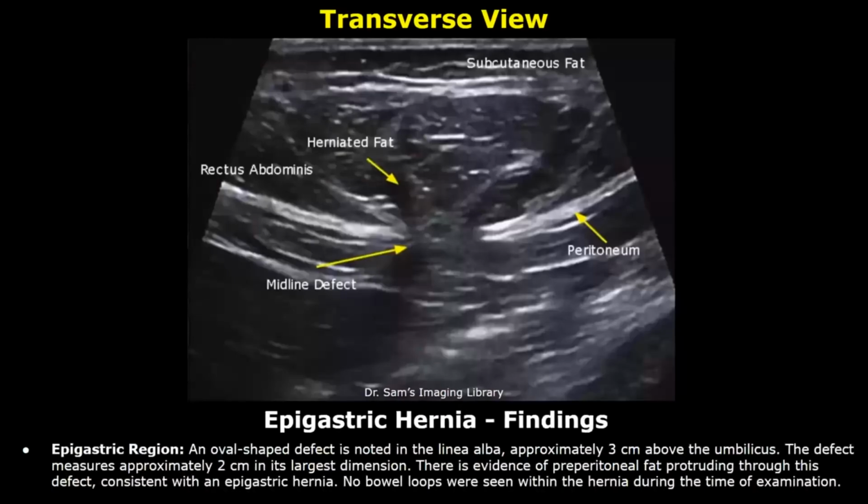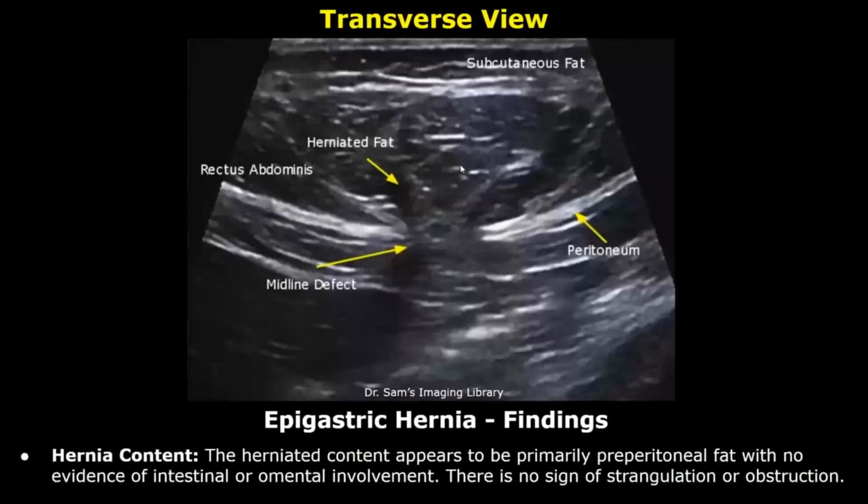These are the findings. Epigastric region. An oval-shaped defect is noted in the linea alba, approximately 3 cm above the umbilicus. The defect measures approximately 2 cm in its largest dimension. There is evidence of preperitoneal fat protruding through this defect, consistent with an epigastric hernia. No bowel loops were seen within the hernia during the time of examination.